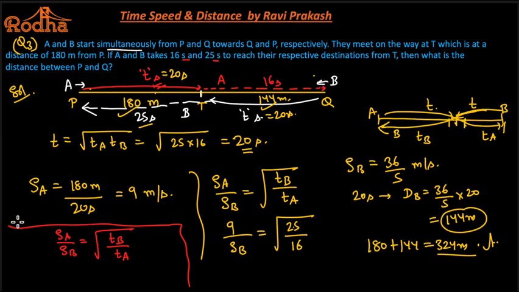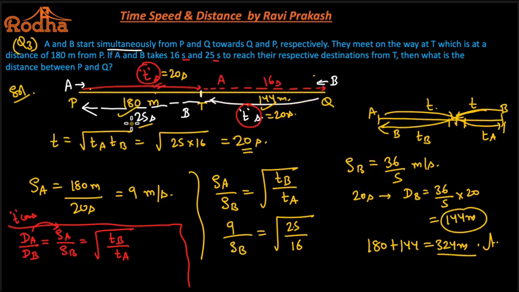So time is constant. If time is constant, that means distance will be proportional to speed, right? So dA by dB equals SA by SB. Distance is proportional to speed because time is constant for the first part here. From here to here he has covered in T seconds, and from here to here again in T seconds, right? So time is constant, okay?